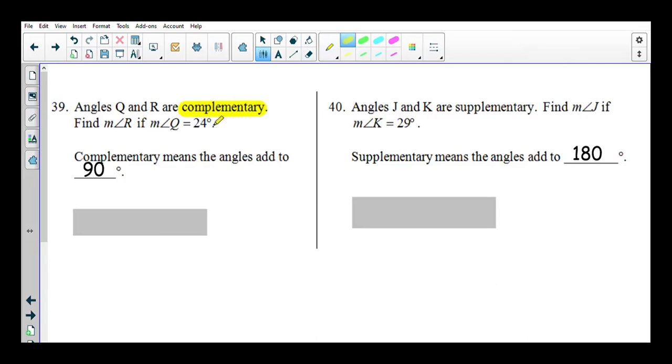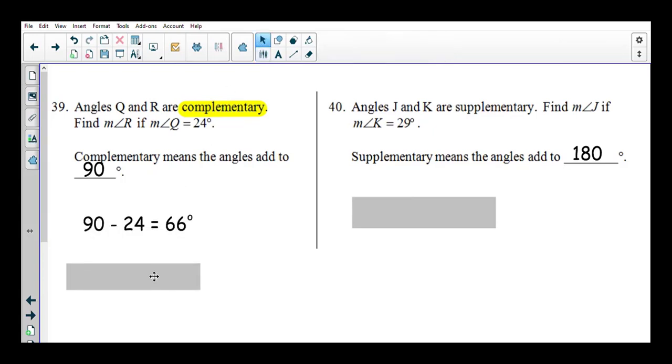It's basically the same as questions, I'm going to go all the way back to numbers 1 through 6, essentially, except we don't have a picture given to us. So we know that the angles are complementary, which means they add to 90 degrees. All we need to do is do 90 minus 24 to get 66 degrees.